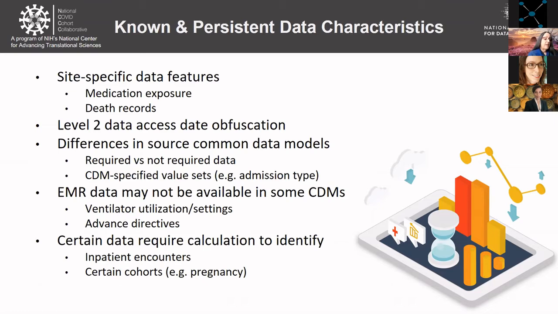Some common data models have required data classes and fixed value sets. These are not necessarily required nor contain the same values for classes in each of the other common data models, and this can create a systematic missingness or other common data model-based data features impacting some analyses. Data commonly found in EMRs may not be available in common data model implementations. This includes things such as ventilator utilization and advanced directives. And lastly, certain data require code workbooks or calculations in the enclave to identify them. This includes BMI, inpatient encounters, and certain clinical cohorts, such as pregnant patients.